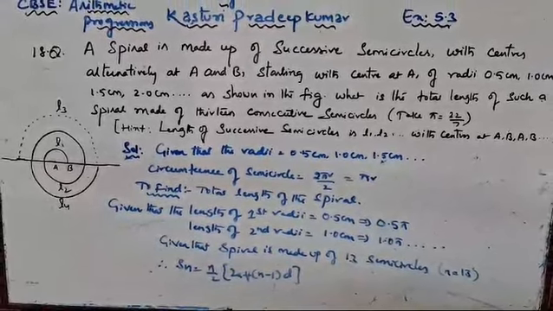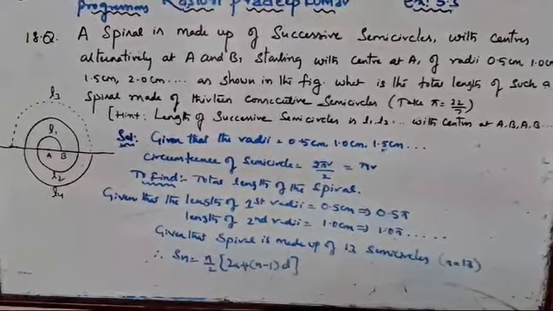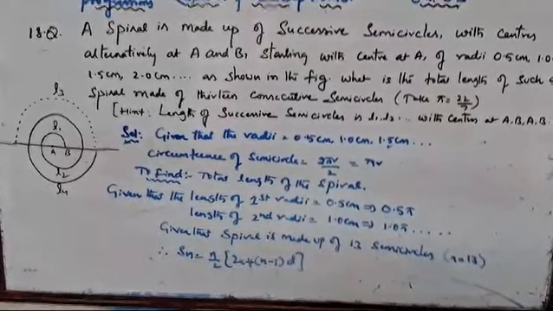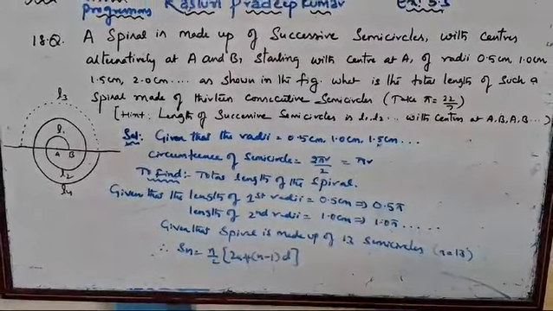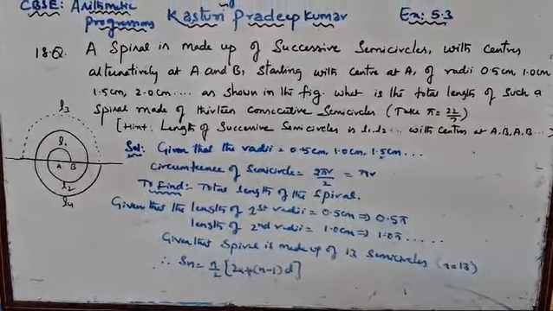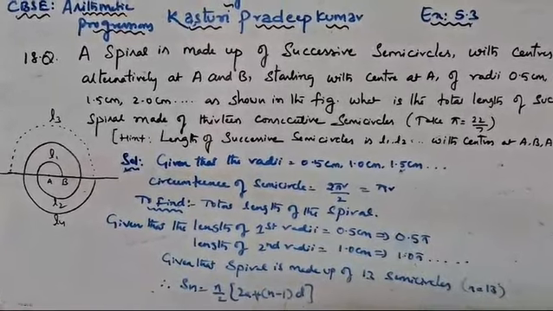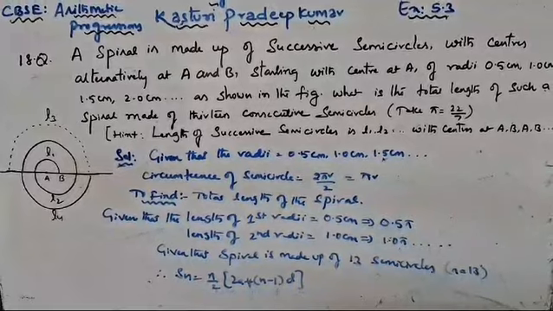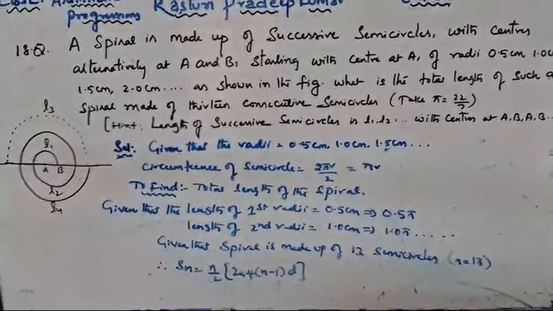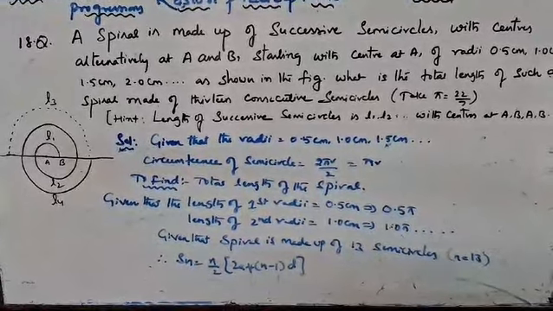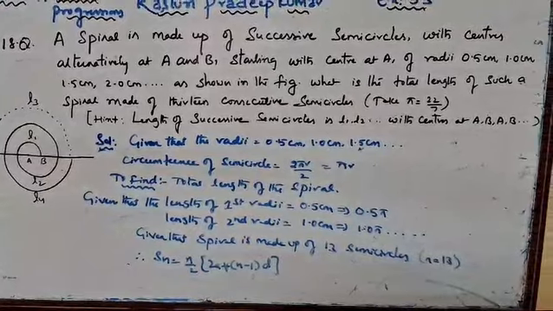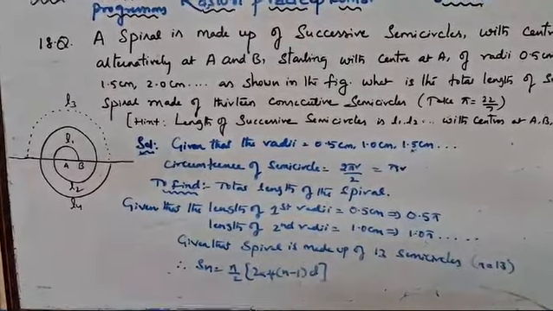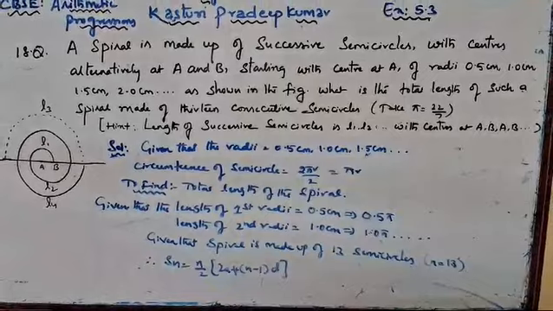Hint given: the lengths of successive semicircles are L1, L2, L3, and so on, with centers A, B, A, B, and so on. So first write down what is given in the question. Given that the radii are 0.5 centimeters, 1 centimeter, 1.5 centimeters, and so on. Circumference of a semicircle is 2 pi r by 2, that is equal to pi r. We need to find the total length of the spiral.